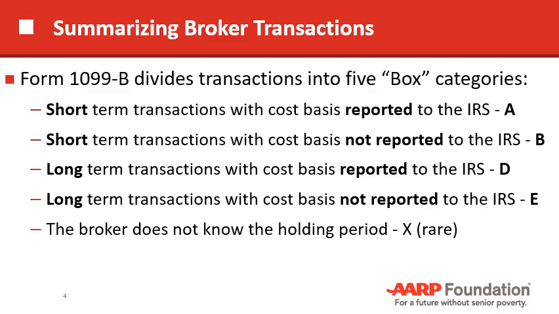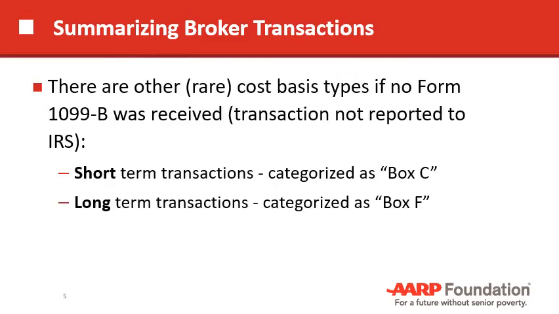If the broker doesn't know the holding period, it won't have a code, or it might have a code X. That's very rare. That would happen if a taxpayer transferred assets from one broker to another and none of the acquisition data transferred with it. A couple of other rare cost bases: if an asset was sold, but a 1099-B was not received or issued, then it would be categorized as C or F. Again, that very rarely happens.